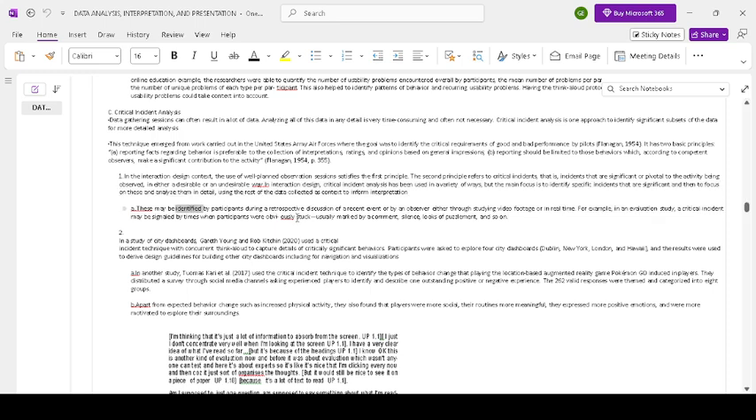This may be identified by participants during a retrospective discussion of a recent event or by an observer, either through studying video footage or in real time. For example, in an evaluation study, a critical incident may be signaled by times when participants were obviously stuck, usually marked by a comment, silence, looks of puzzlement, and so on.